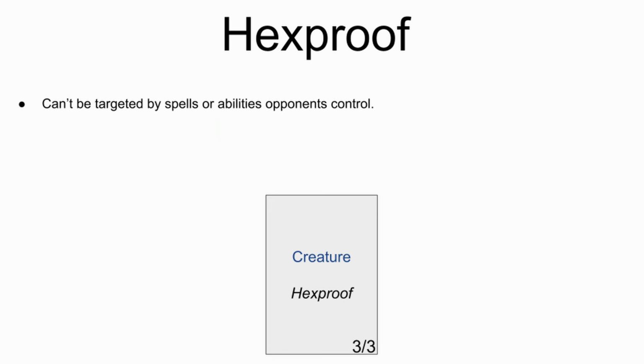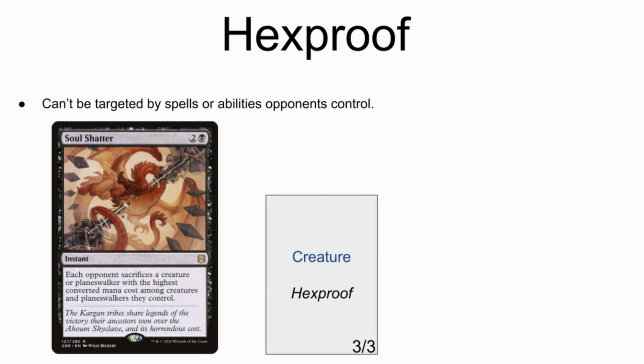Now let's suppose that instead of Damnation, they cast a Soul Shatter. Again, there's still no targeting involved. It's an each effect, so I'm still forced to sacrifice my creature when it resolves.